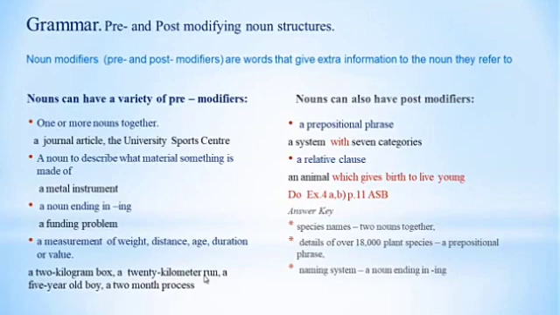And to practice this grammar, I'd like you to do exercise 4. If you have done it, let's check it out. Species names, two nouns together. Details of over 18,000 plant species, a prepositional phrase. Naming system, a noun ending in -ing.